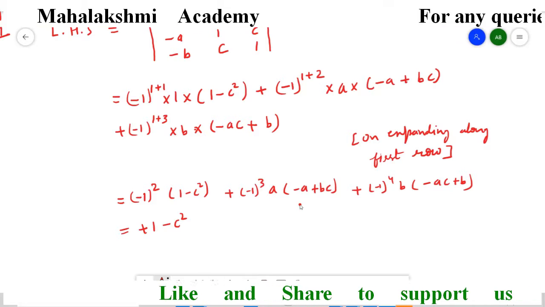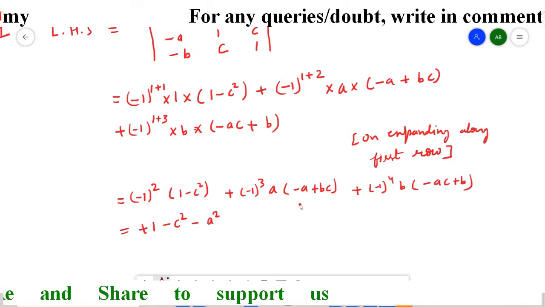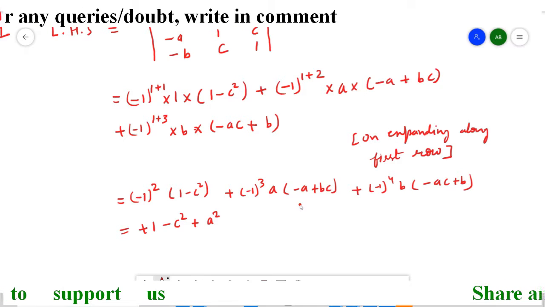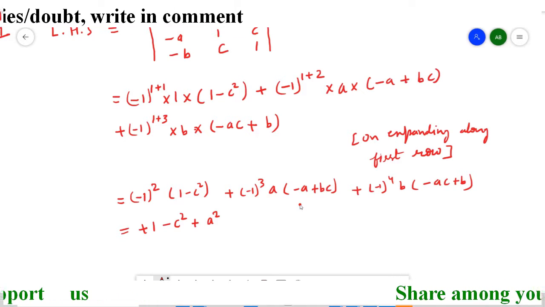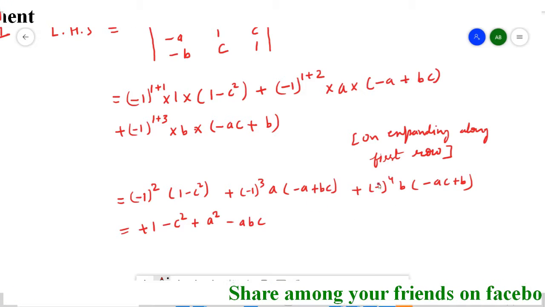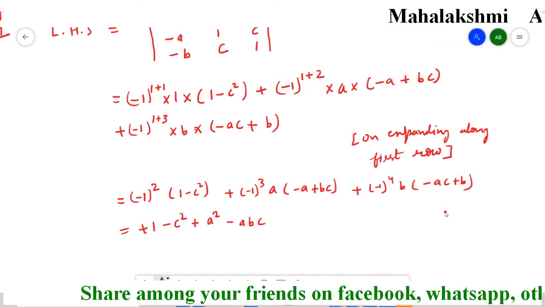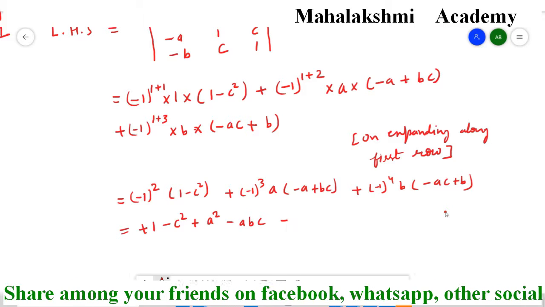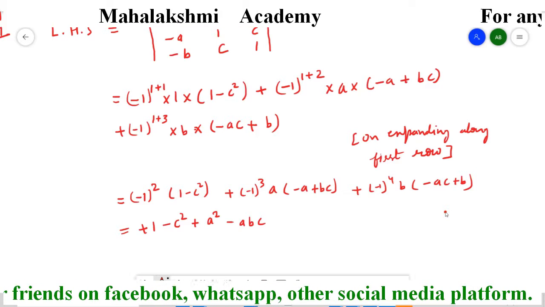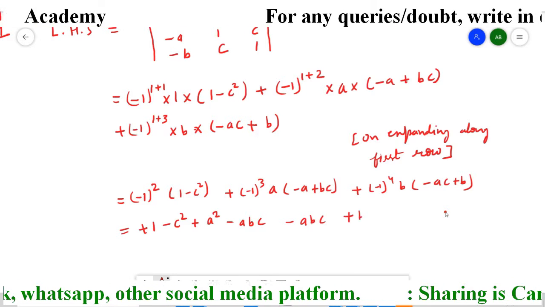So you will get here minus a square, or minus minus going to be plus a square, and then you will get here minus abc. Then here you have minus 1 to the power 4, so it's going to be positive, so it's going to be plus b. So plus b, just open it. So you will get here minus abc, then plus b square.